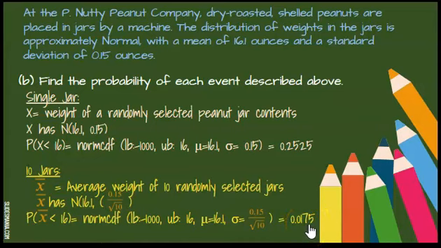So as we stated before, which one's more likely to be off? Well, a single jar is more likely to have less than 16 ounces as opposed to an average of 10 jars.